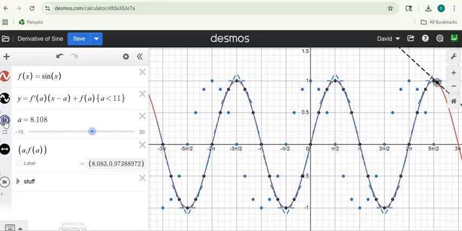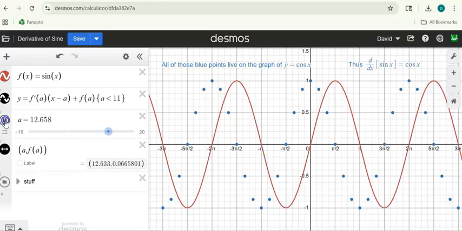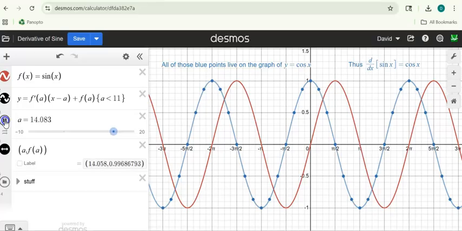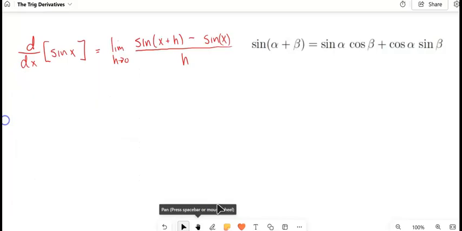As that continues on, we start to see what hopefully is a very familiar curve to you. I've sped it up a little bit just to get to the end. As it fills in, this is the graph of the cosine function. So the slopes of the tangent lines for the sine function are given by the cosine function. That is, the derivative of sine is cosine. But that's just a little visual aid. It's not really the proof.